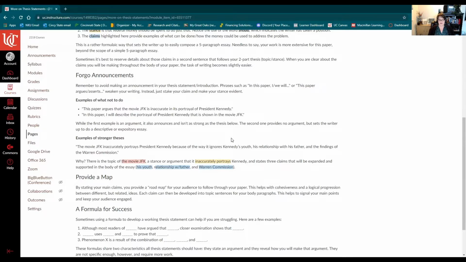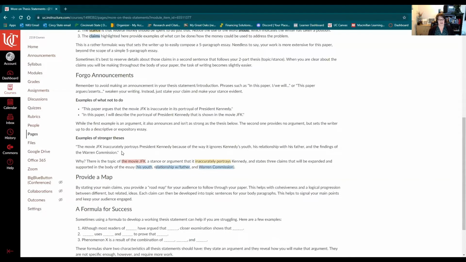So while the first example is an argument, it also is announcing, and it isn't as strong as the thesis that we have below. And the second one provides no argument, but it just sets up the writer to do a more descriptive or expository essay, which is something you can't do if you're doing an assignment for an argumentative essay, right? So here's an example of stronger theses.